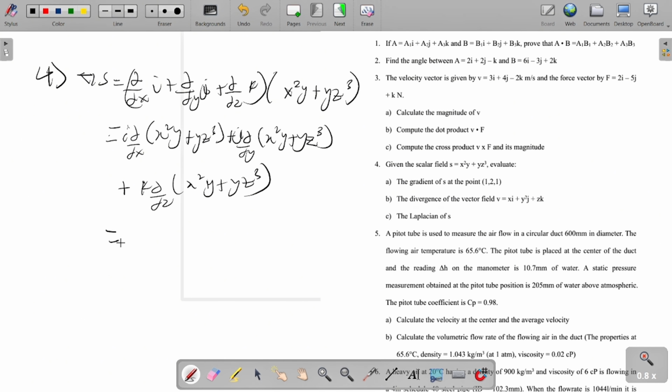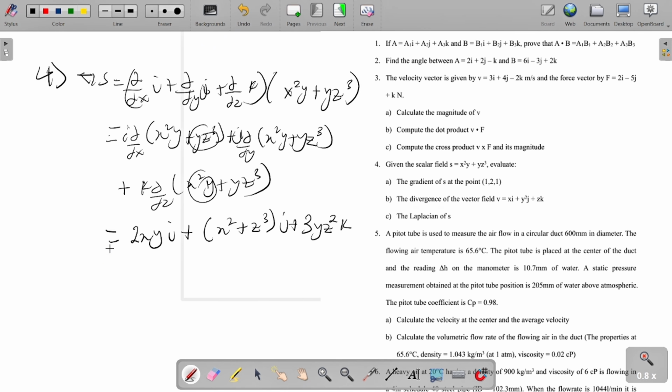So here we are doing partial derivatives, partial differentiation. So differentiating with respect to x, I'll actually get 2xy i. Over here, there's no term in x, so that place becomes 0. Plus, for the y differentiation, I'll get x squared plus z cubed, that's j. Then for the z, over here there's no term in z, so it becomes 0. Then for the other side, I'll have 3yz squared k, right?